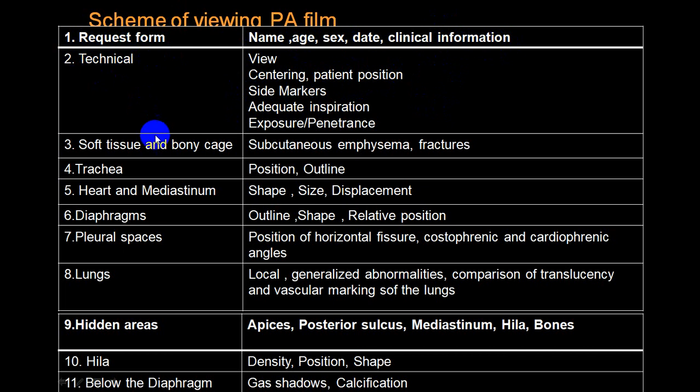And then when you start reading, some people read in this particular pattern: soft tissue, bony cage, trachea, heart and mediastinum, diaphragm, pleural space, lung, hidden areas, hila, diaphragm and below the diaphragm. So whichever way you read, this is one way of reading, and what you look for is mentioned here.